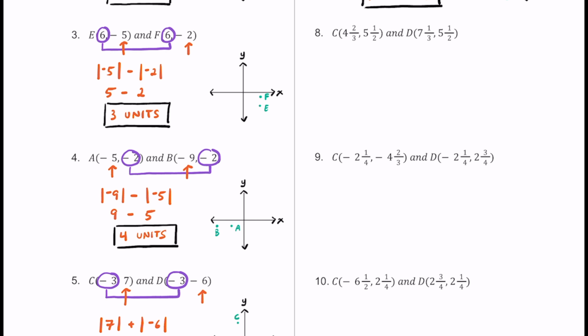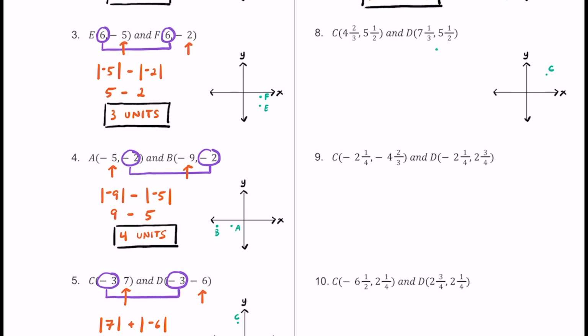Here's number 8. For number 8, we have point C, which is going to be at 4 2/3, comma 5.5. So that's going to be in quadrant 1. So let's move to the right 4 2/3 and move up a little higher, 5.5 units. This would be point C over in quadrant 1.